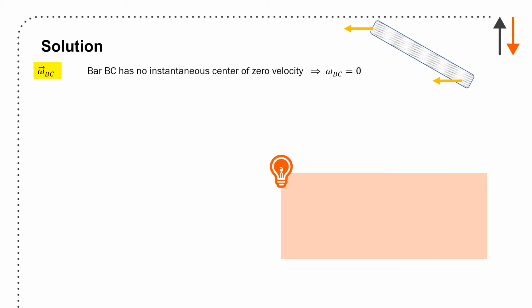So if that's the case, then there's no point where these two lines, these two blue lines I just drew, are going to ever intersect. And so therefore bar BC has no instantaneous center of zero velocity. So that's an inspection solution.